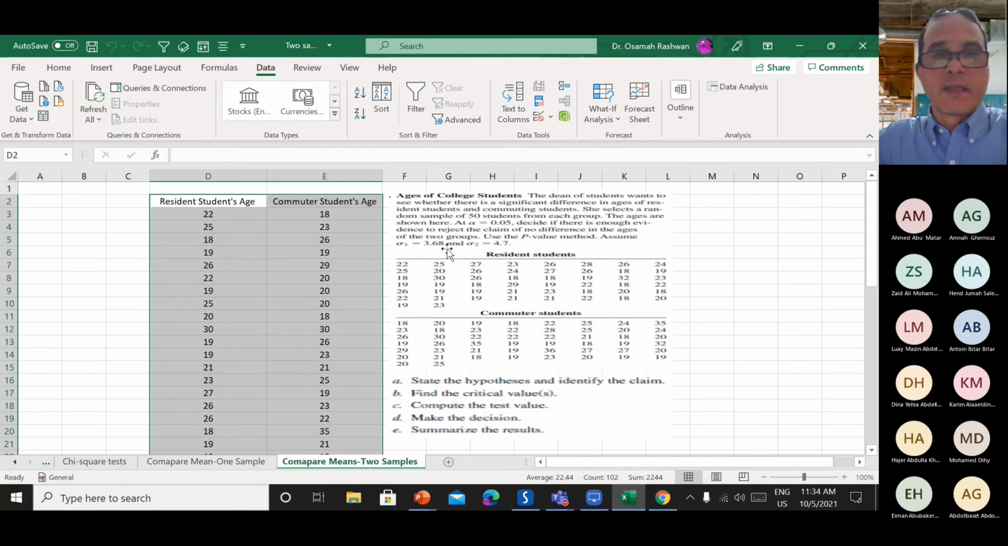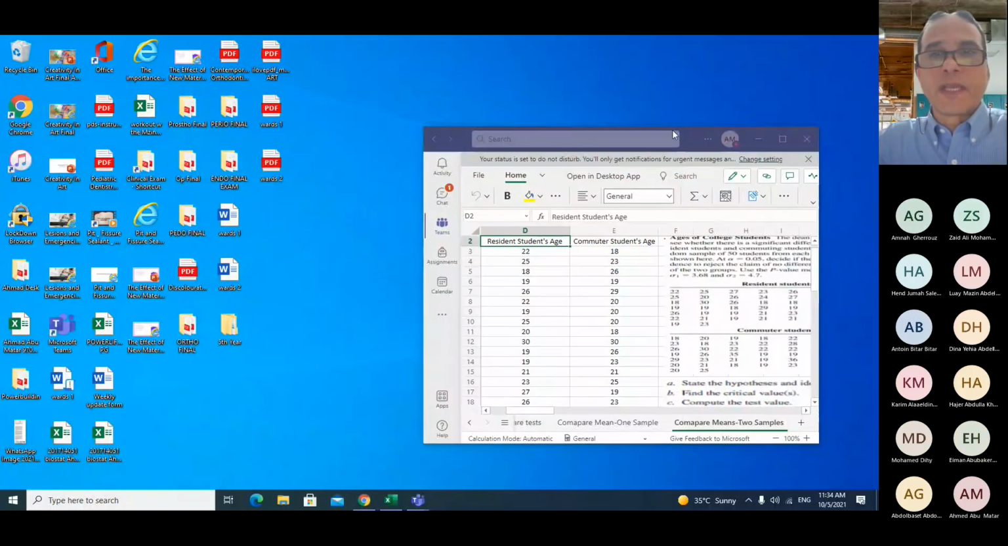You are given the population standard deviation. Sigma 1 is 3.68 and sigma 2 is 4.7. So you will go for Z test. You are given alpha of 0.05. Is it right tail or left tail?